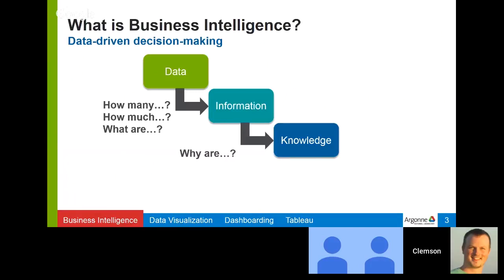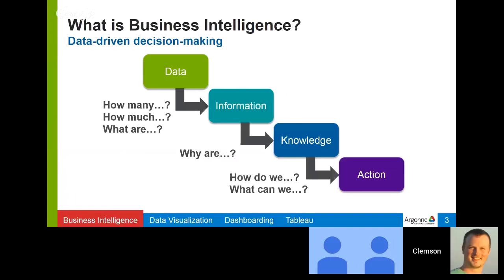And this is different in that knowledge asks the why are questions. So why are sales in the Southeast low? Or what are the causes of pollutants in this river? So it's a flow from data to information to knowledge. And then finally, with that knowledge, you can act on it. So how do we increase sales in the Southeast? How do we prevent pollution in this area? What can we do to limit the negative effects of some virus or something? So it's really just this basic flow chart.